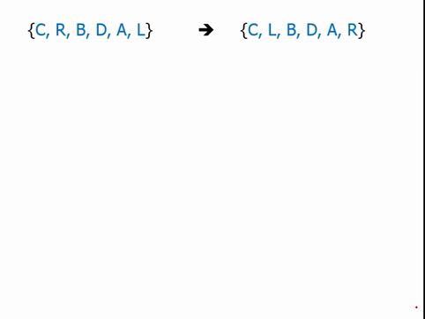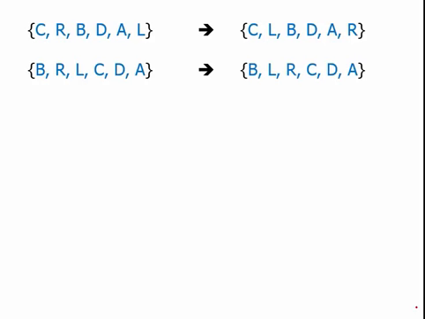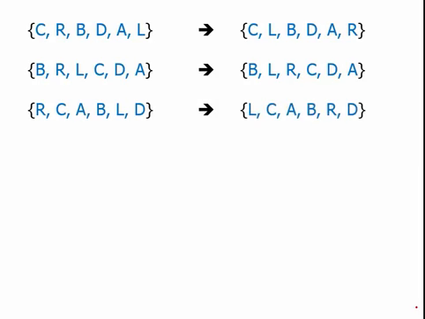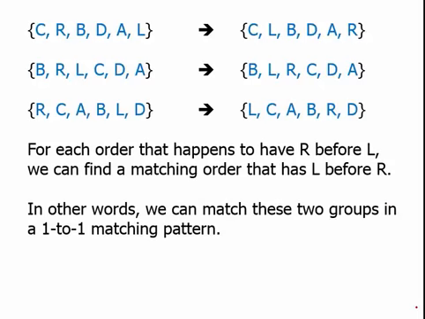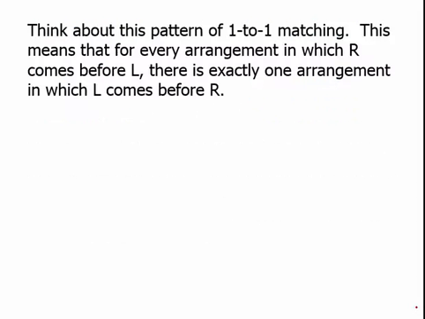They're identical, except that L and R are in opposite orders. But notice if we picked another one where R comes before L, again we could swap R and L, and we get a corresponding one. Again, another one where R comes before L, swap them so L comes before R. And we could do this time and time again. For each order that happens to have R before L, we can find a matching order that has L before R. In other words, we can match these two groups in a one-to-one matching pattern. This is a really big idea.